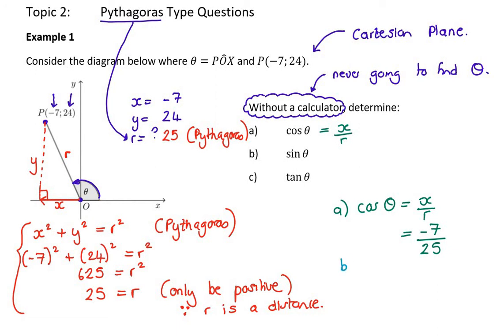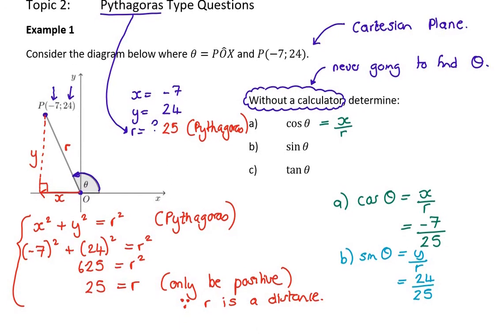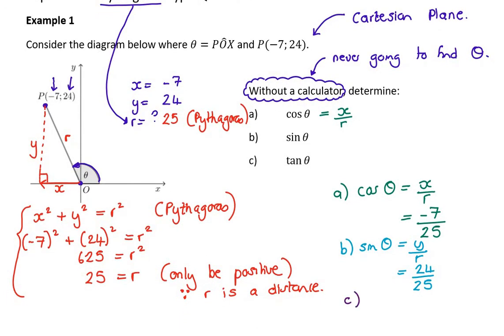Now, for the second question, I have sine theta. I know by definition sine is y over r in the Cartesian plane. You don't have to show that. You could just go straight to the fact that it's 24 over 25. And the last question is question C, which is tan of theta. By definition, in the Cartesian plane, that's y over x. So in this case, this is 24 over -7, which I would probably prefer to write as negative 24 over 7, as we don't like negatives to really be at the bottom.